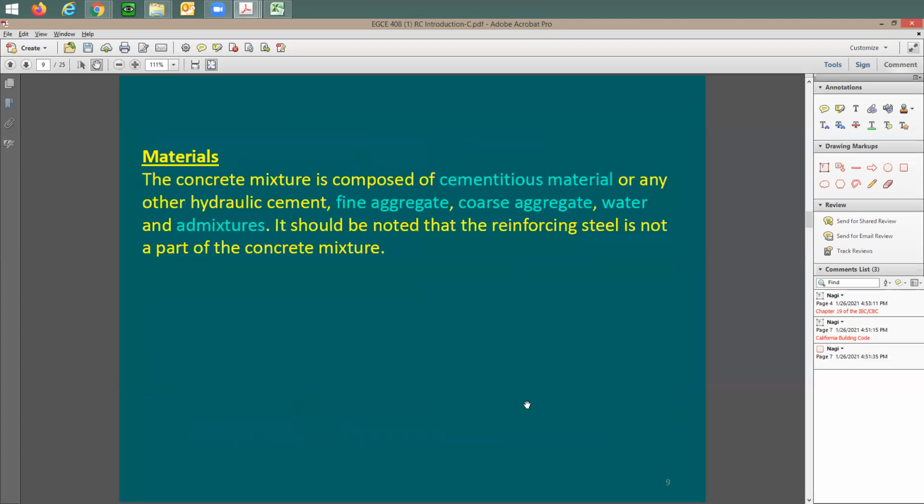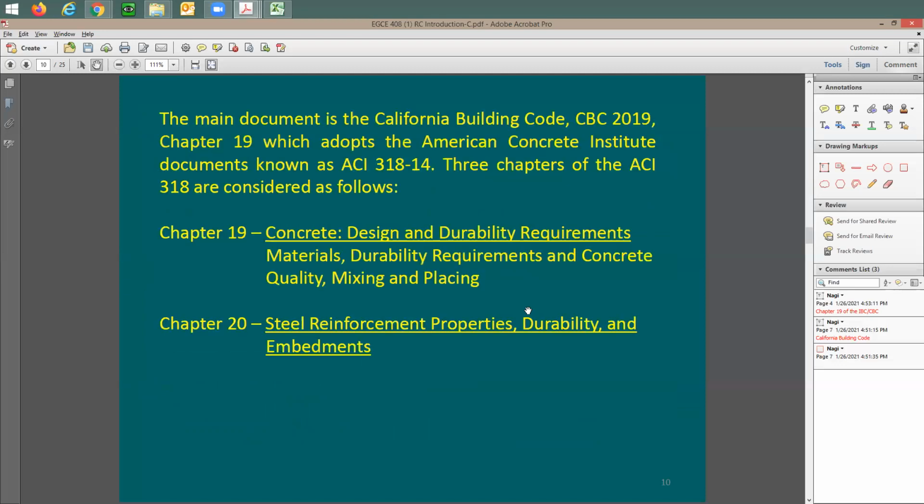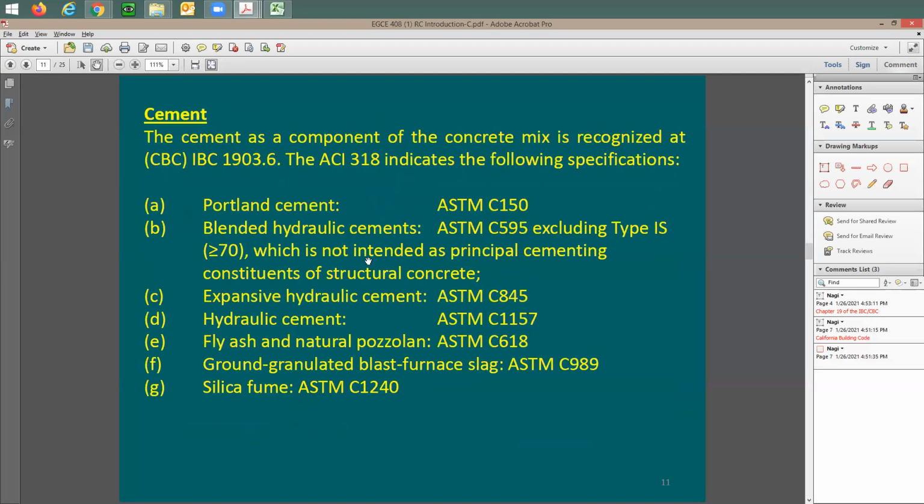When it comes to materials, as I said, you're going to have aggregate: fine aggregate and coarse aggregate, water, and of course we need to have cement. The cement we call cementitious material. Cementitious material here includes cement and other stuff, like fly ash. I'm going to come to it. So when it comes to the cement, you can have Portland cement, and Portland cement is the standard cement.